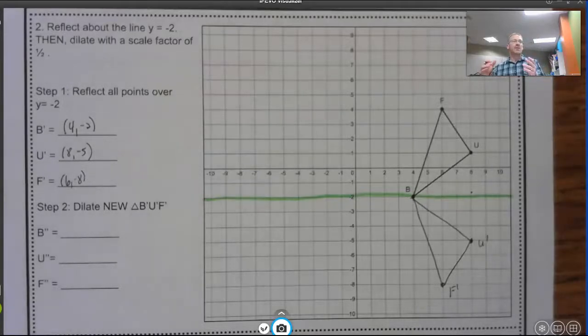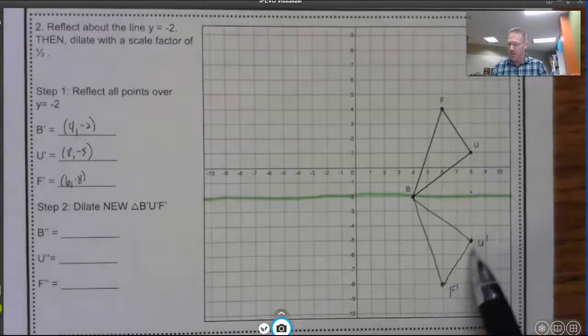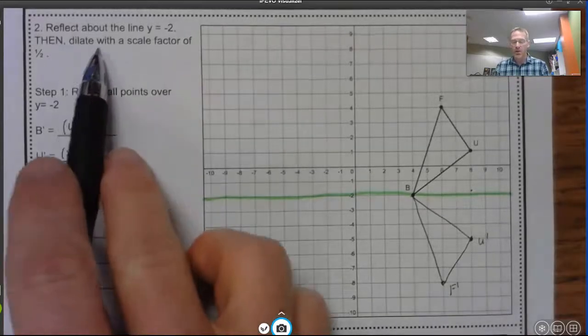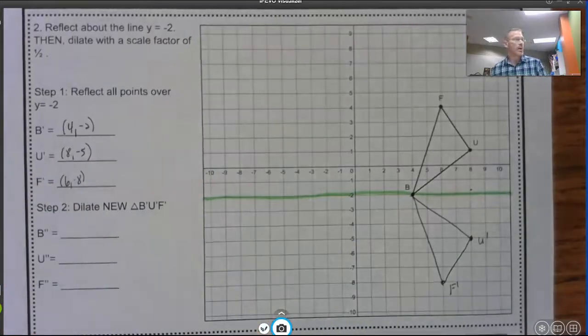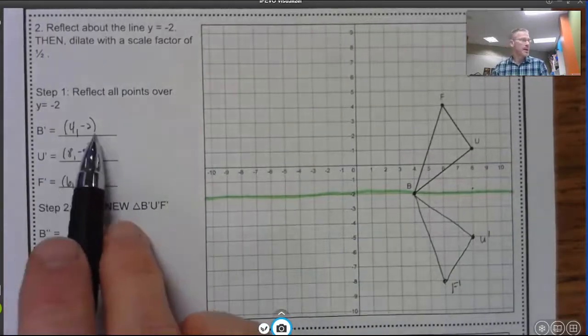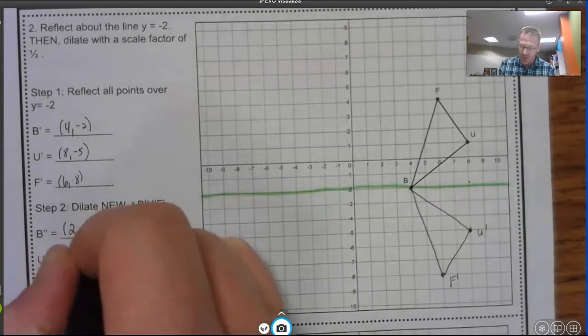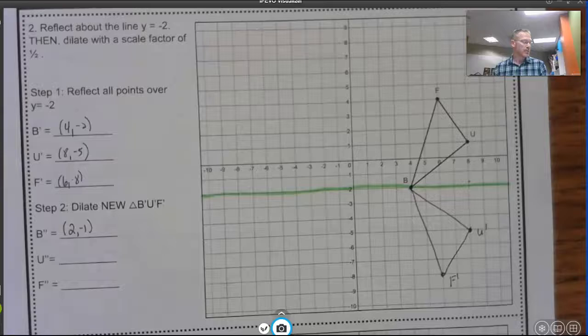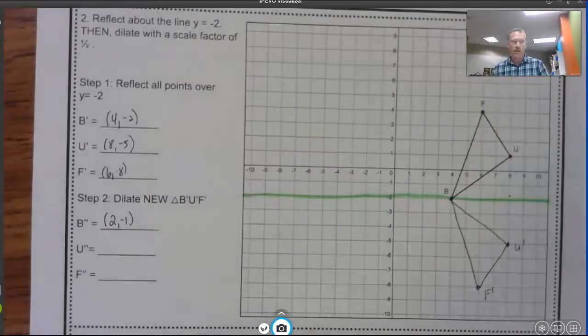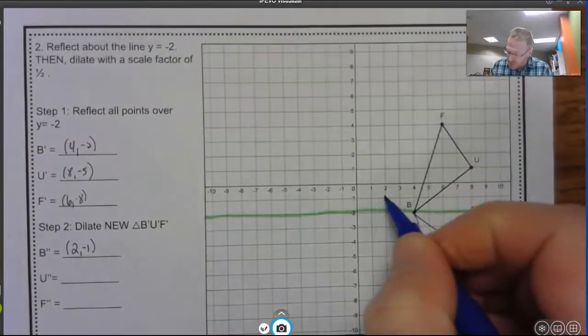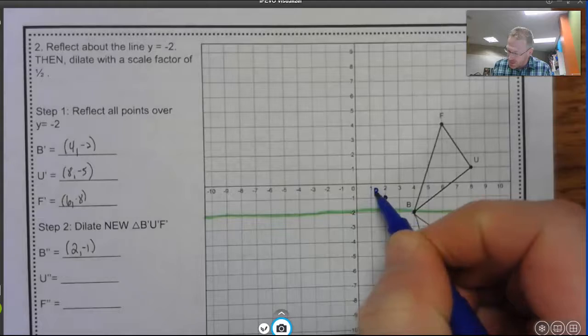If we were doing what we did before, we would just end. But now it's a composition. So now we're just going to perform another transformation on top of B prime, U prime, F prime. And that is that we now want to dilate with a scale factor of 1/2. So (4, -2) will become (2, -1). All right, so (2, -1) would be right here. So that becomes B double prime.